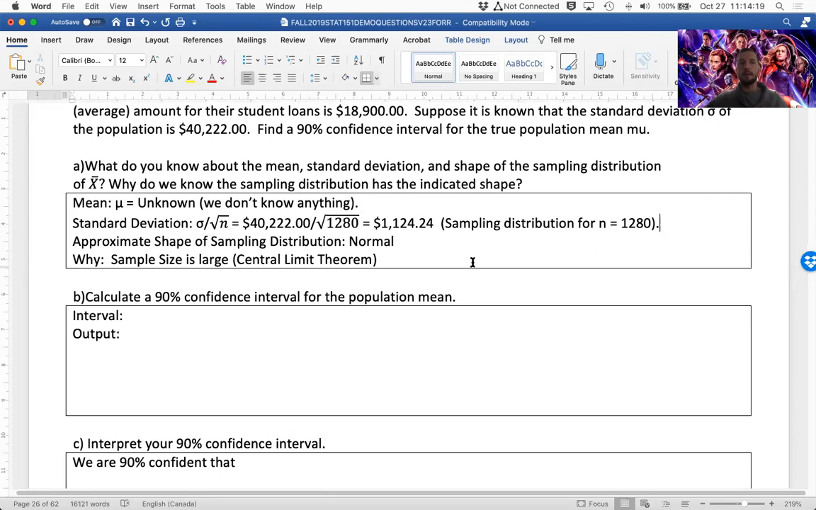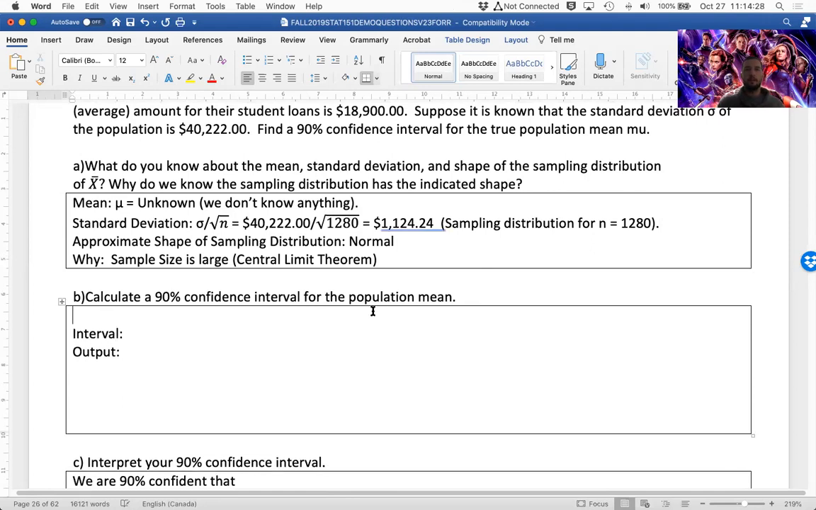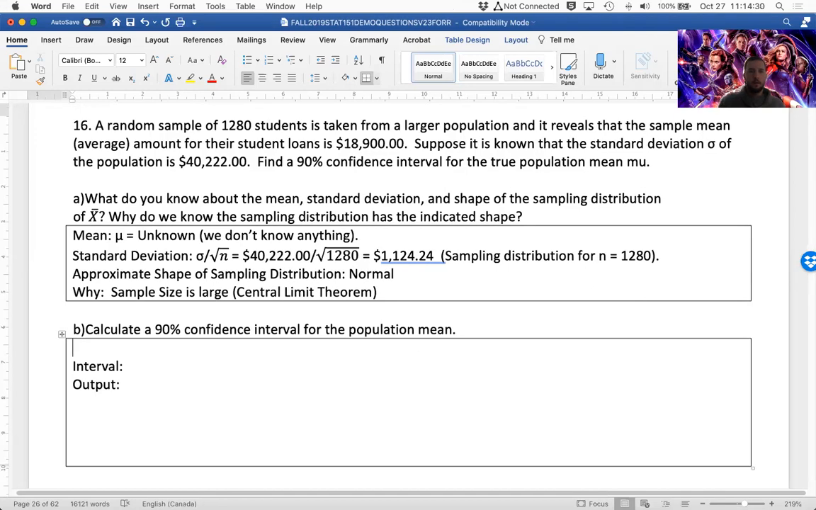Okay, so now calculate a 90% confidence interval for the population mean. Okay, so first off, before we get into this, let's just check a few things. So we have our assumptions here. First is SRS. This is good. We're told that we have a random sample of 1,280 students, so we're okay on the first assumption.